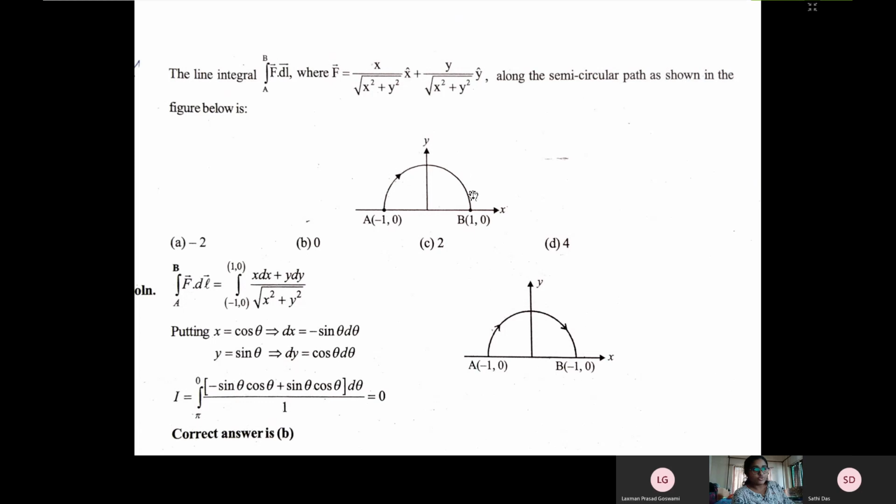So what you have to understand here is that this is the line segment, that is the curve path, that is dl. So actually you are dividing this curve path into smaller segments dl, and you are adding all the segments from A to B.